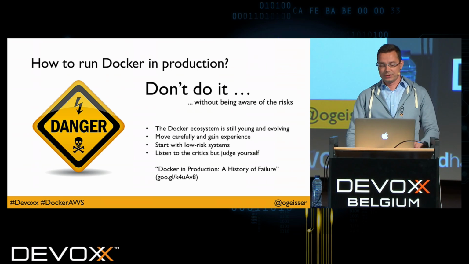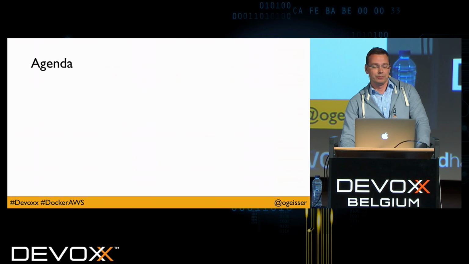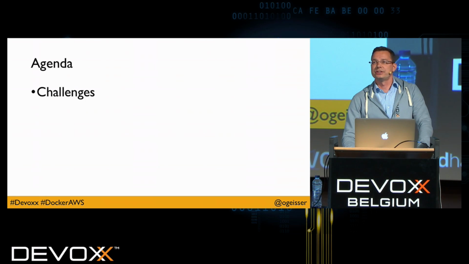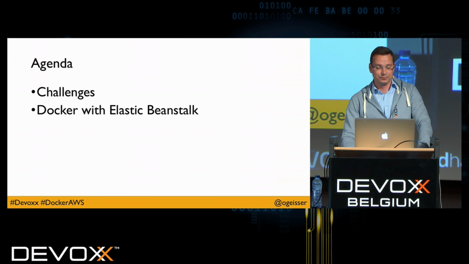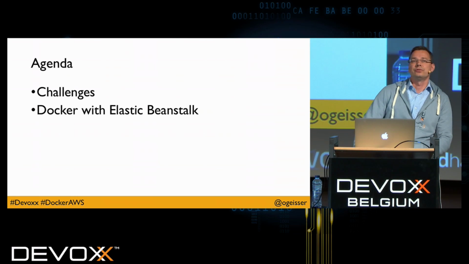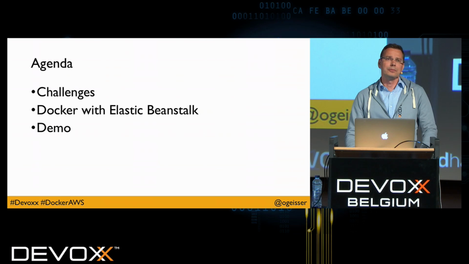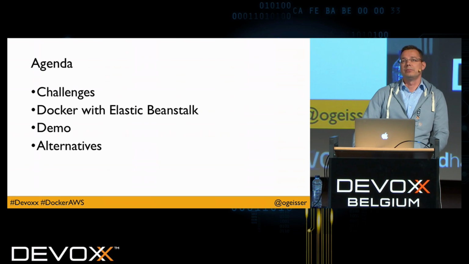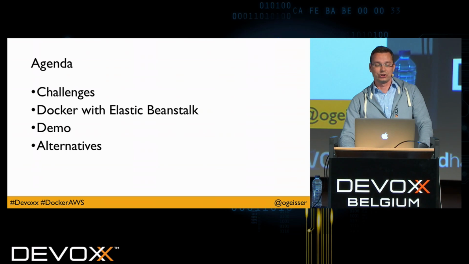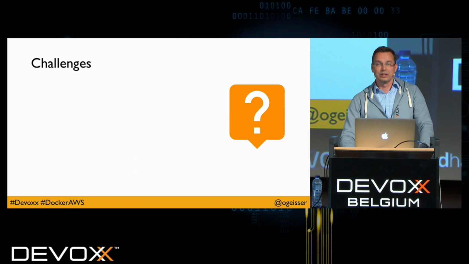Okay, if you're still with me, then my agenda is the challenges you need to solve going from your development environment to a production environment with Docker. I will talk especially about using Docker in combination with Elastic Beanstalk. I will give you a demo of this, and afterwards a little bit of discussion of alternatives. So let's start with the challenges.